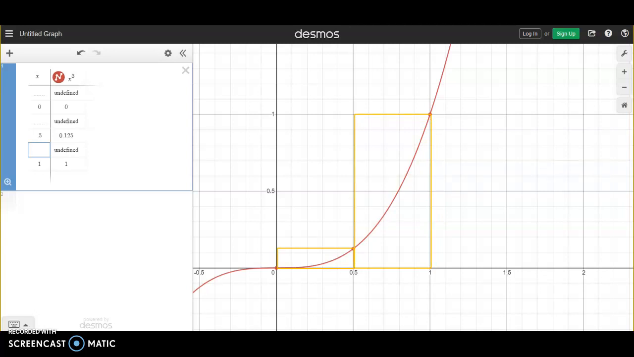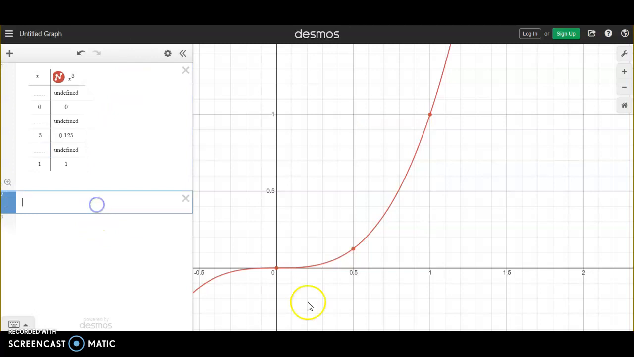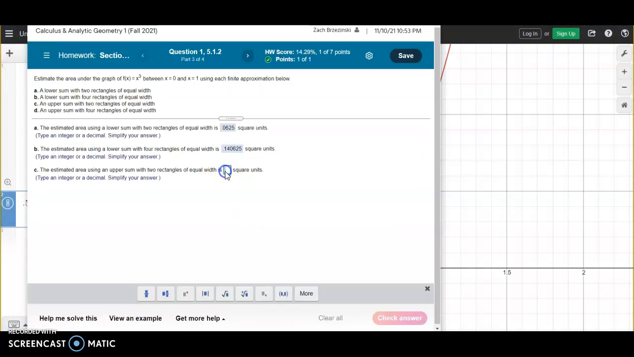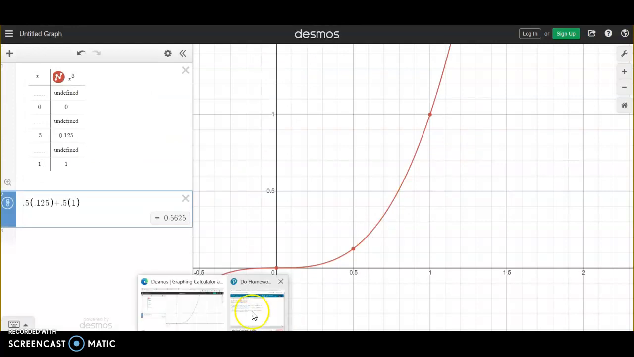And so we're basically going to be finding the rectangles here. So 1 times, I suppose, 1. Well, this is 0.5. And so this is going to be reflected in our equation. So the base of those rectangles we had was 0.5 as our delta x, and then the height of each one, so then we get 0.125 plus 0.5 times 1, and of course we get 0.5625 is the combined area of the rectangles.